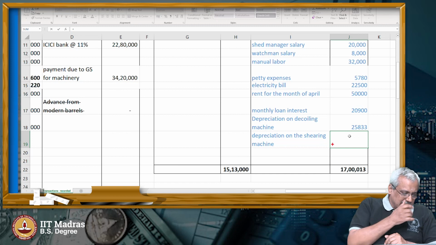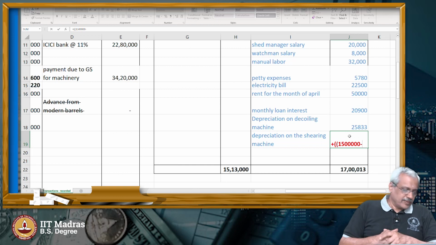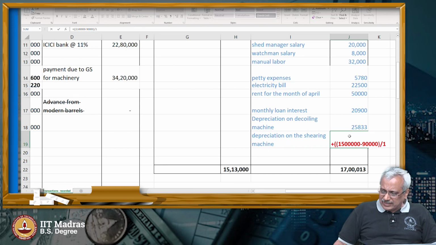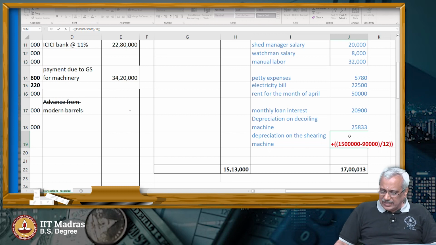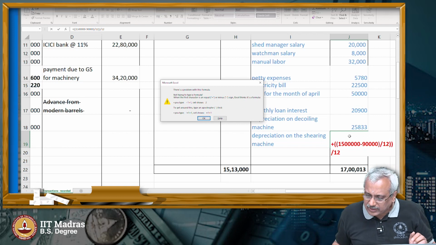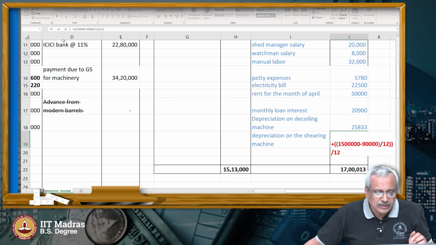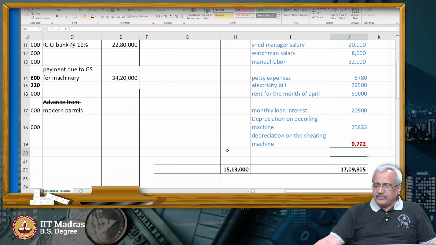Now, what is the value of the shearing machine? Shearing machine value is about 15 lakhs, purchase price. What is the salvage value? The salvage value is 90,000. The useful life of the machine is 12 years. Again, I need to divide it by 12 because I need a monthly factor. I know where I have gone wrong, I just have to remove one parenthesis. I need a monthly factor out there.